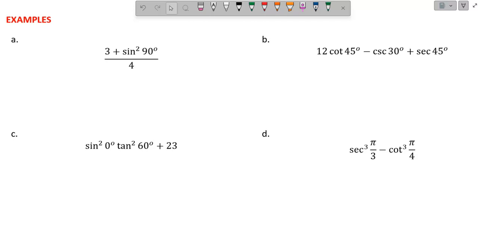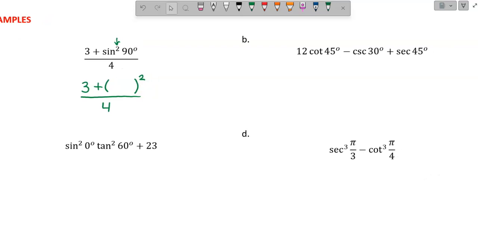Looking at example A, the first thing I like to do in a lot of these problems is build out the skeleton of the problem, meaning without the evaluation of the trig. For example, this is 3 plus, now since there's that new squared symbol we just talked about, we would evaluate sine of 90 and then square it. So if you notice, I'm leaving a blank there for us to do that.